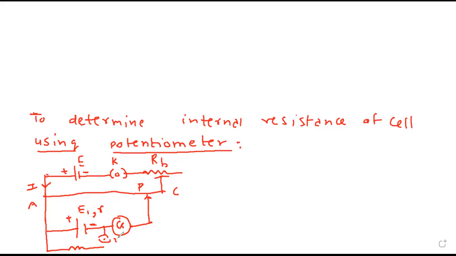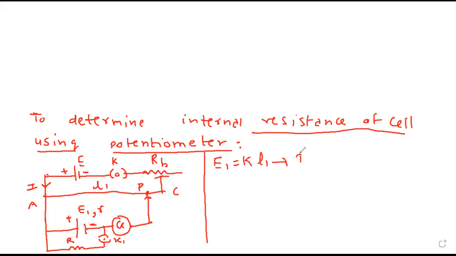A shunt resistance of known value along with plug key K1 is connected across the cell of EMF E1. Initially keeping plug key K1 open, if K1 is open then no current will go through it. And sliding the jockey, null point P is obtained. L1 be the distance of null point P from end A. Therefore, E1 is K times L1, equation 1.